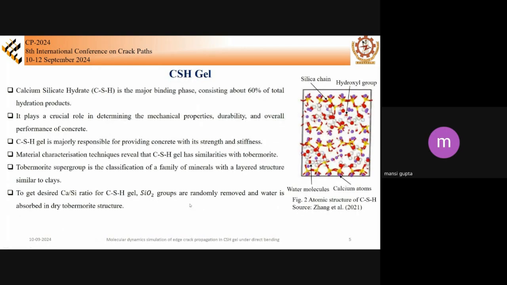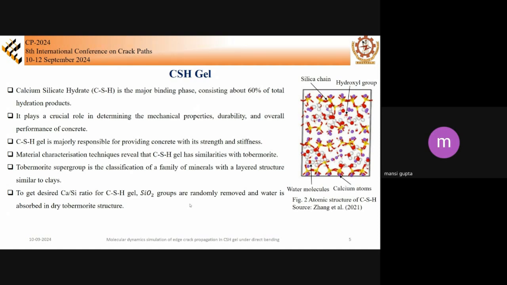CSH gel, calcium silicate hydrate, is the major binding phase consisting about 60% of total hydration products. It plays a crucial role in determining the mechanical durability and overall performance of concrete. CSH gel is majorly responsible for providing concrete with its strength and stiffness. Material characterization techniques reveal that CSH gel has similarities with tobermorite. Tobermorite supergroup is the classification of family of minerals with a layered structure similar to clays.